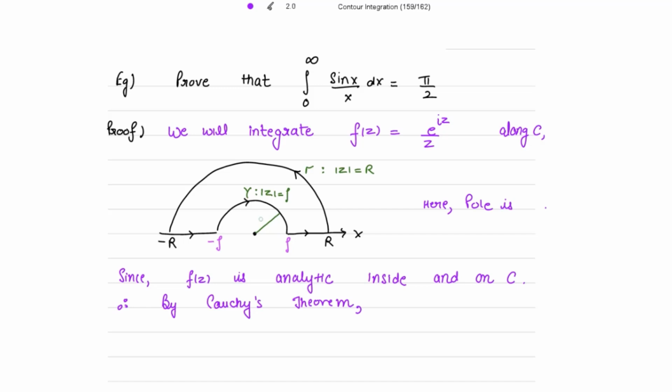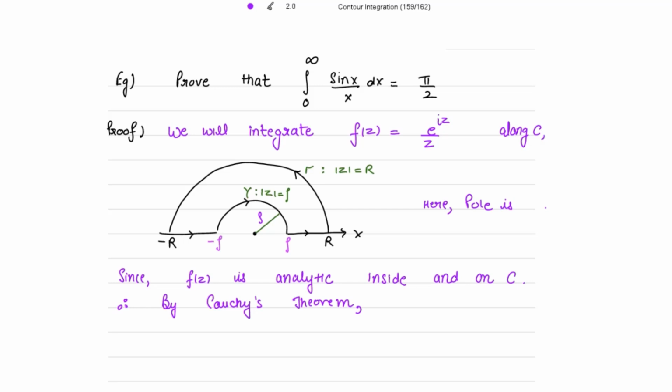This capital R is the radius for mod z equal to r, for this tau. For gamma, I have this small rho. That is why I have to let r tend to infinity, because here r is very, very large and this rho is small. So r will be tending to infinity and rho will be tending to 0. Right? This is a little difference.